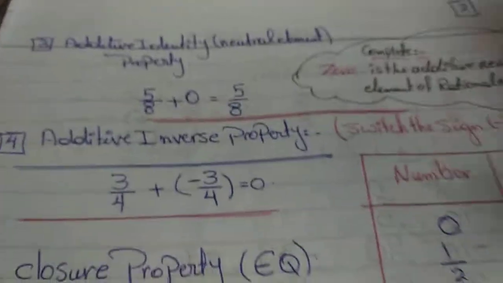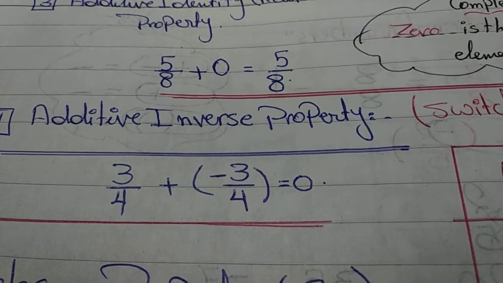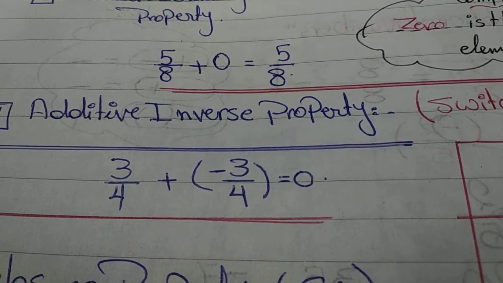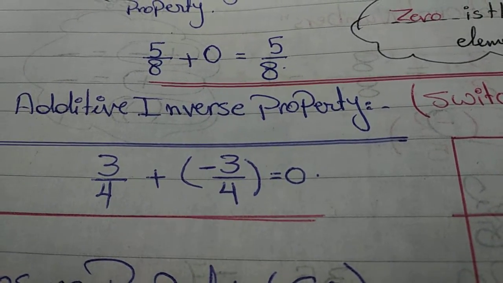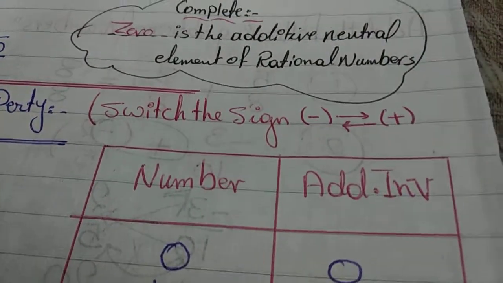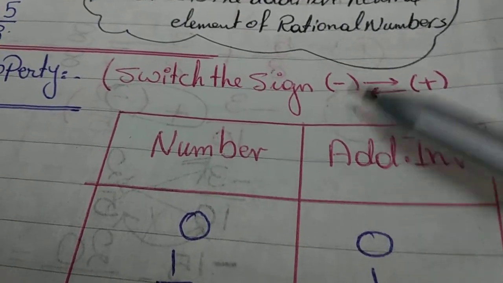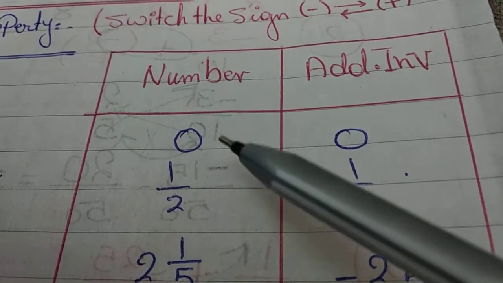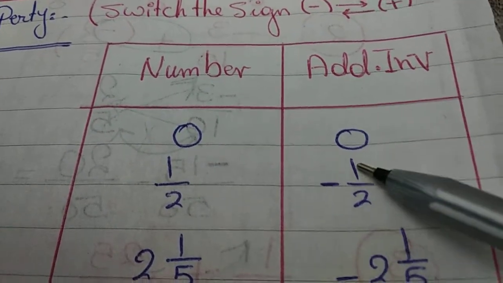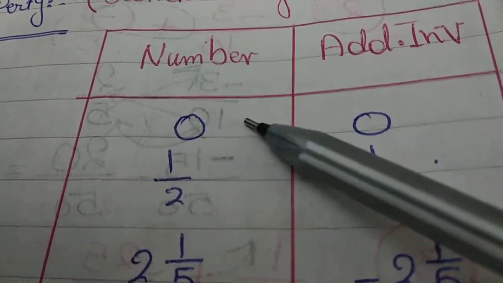The fourth property is the additive inverse property. Let's see what's the meaning of inverse or additive inverse. Additive inverse means switch the sign. Write the same number and switch the sign from negative to positive or from positive to negative. For example, if I have 0, the additive inverse will be 0. Why? Because 0 is a non-positive, non-negative number.